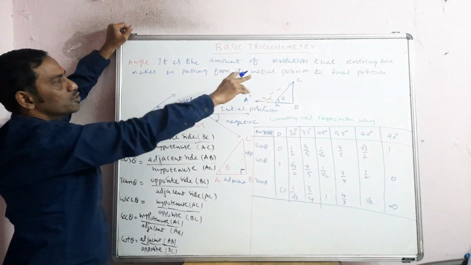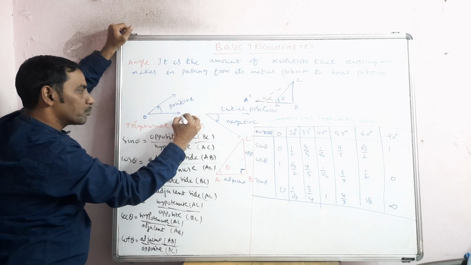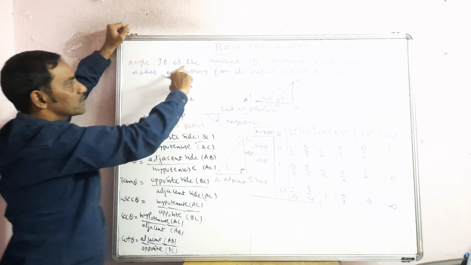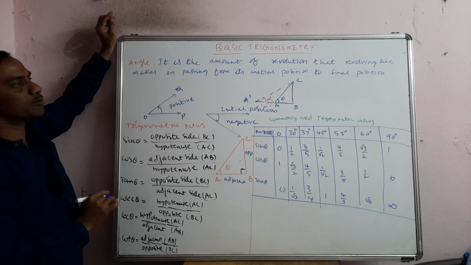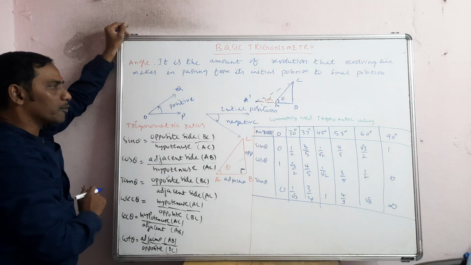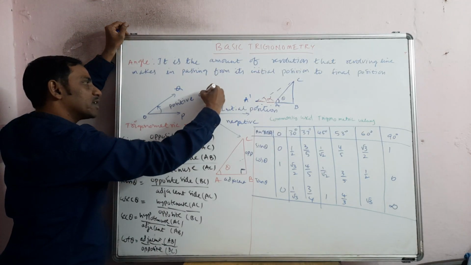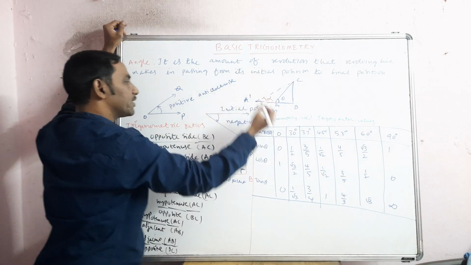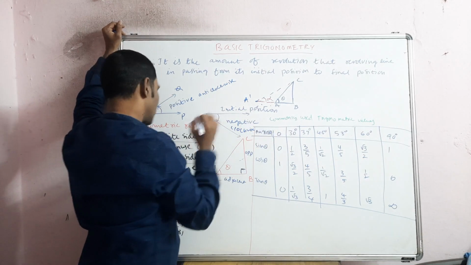Now see, whenever you are measuring an angle, I also wrote the angle definition. It is the amount of revolution that the revolving line makes in passing from its initial position to its final position. For example, initially the line is here, you call it OA or OP, and the final position OQ. If it is going in the anti-clockwise direction, you take it as positive, and if it is going in the clockwise direction, you take it as negative. Now we'll go to that.